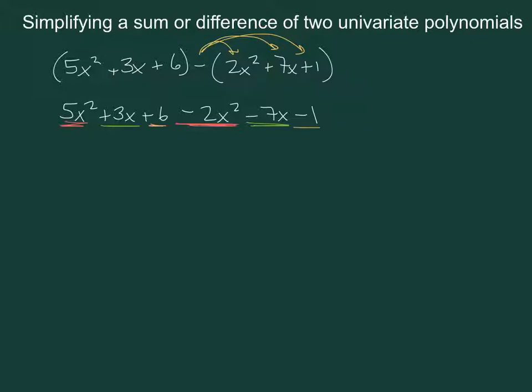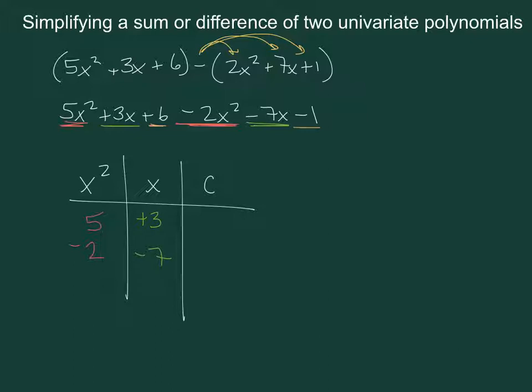So one of the ways I think that you guys were introduced to this was you make x squared, x, and then a constant. And we put all of our x squareds in the x squared column, so that would be 5 and negative 2, right? Then we go and find all of our x's, which would be positive 3 and negative 7. And then we go and find our constants, which are positive 6 and negative 1. And now what we do is we just add that up.